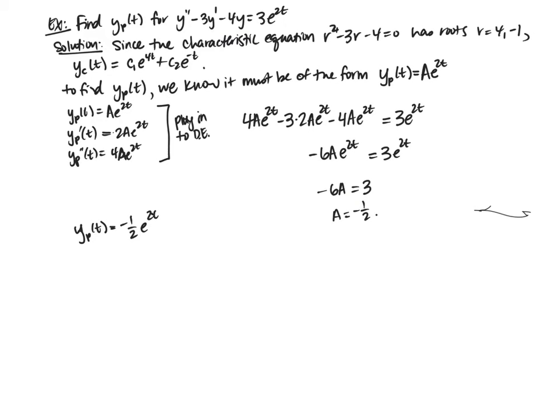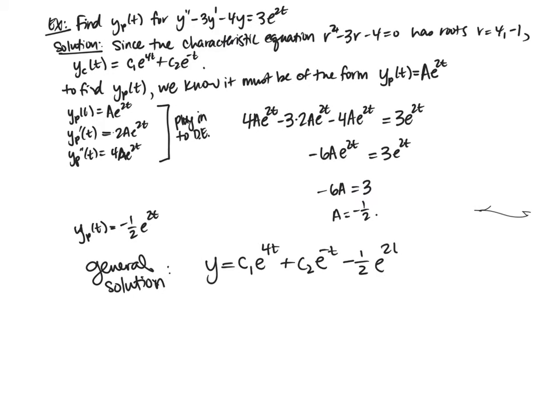So our general solution is going to be of this form: y equals c1 e to the 4t plus c2 e to the negative t, minus 1/2 e to the 2t. So you can see the structure of this is we have this yc of t, and we have this yp of t.